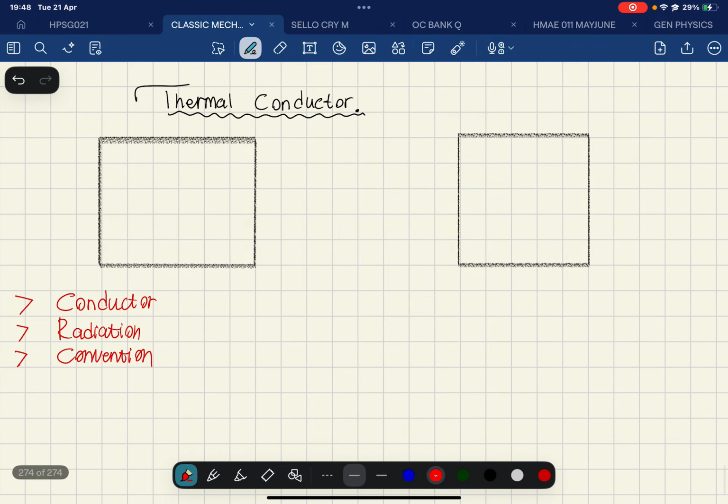So let's say, for example, we have a side which is hot, at 35 degrees Celsius. And then we have another portion at a temperature of 10 degrees Celsius, which we can say is cold. So how can we transfer this heat? How can heat be transferred? It can be transferred through a thermal conductor. This is our thermal conductor.